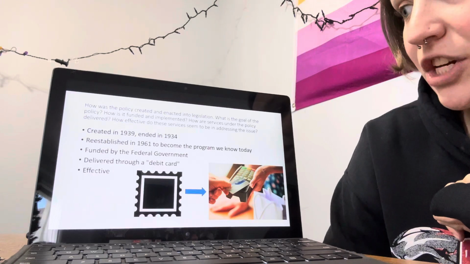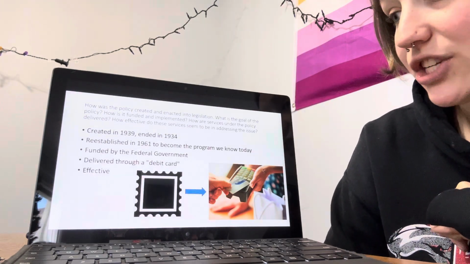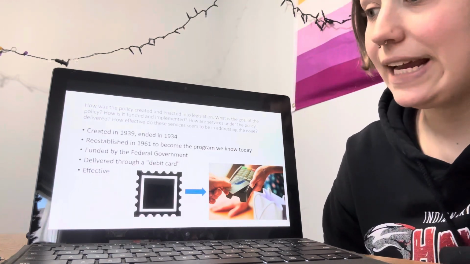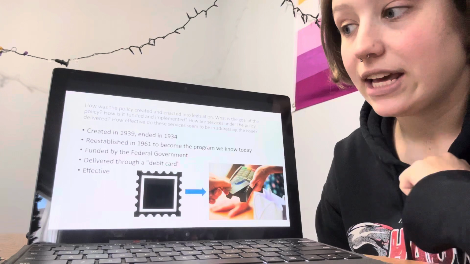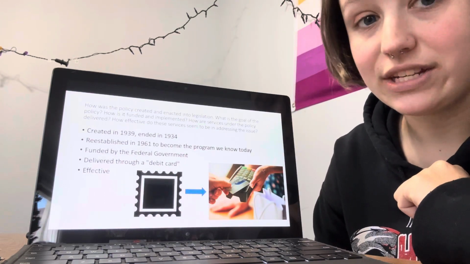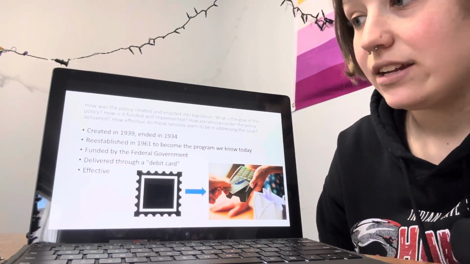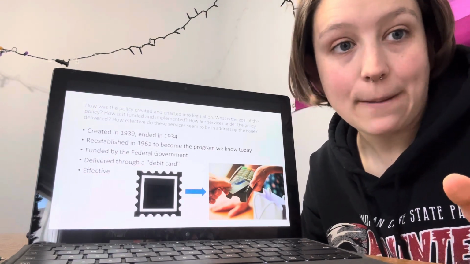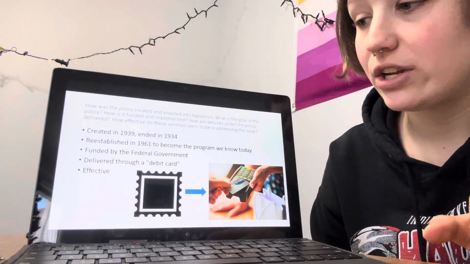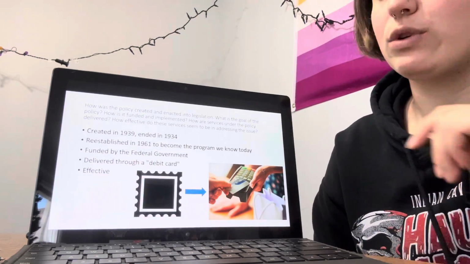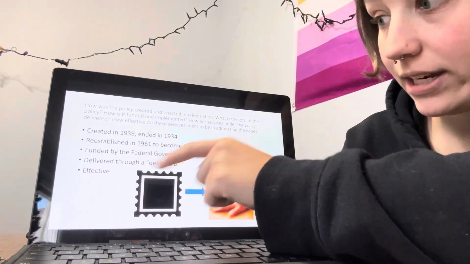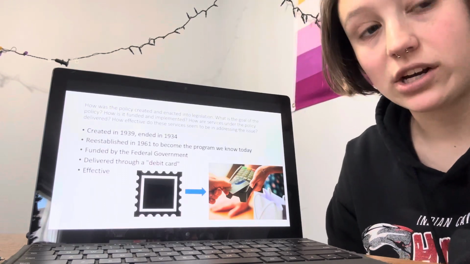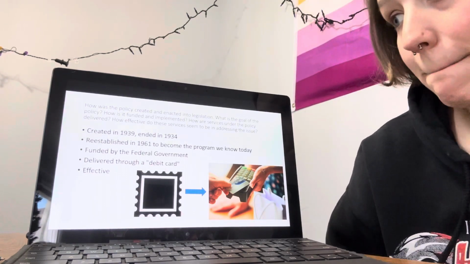And how was this policy created and put into legislation? Well, this policy was originally brought to light in 1939, and then it ended in 1943. And it ended because it was deemed that this program was no longer needed. But then it soon started back up again, and it was reestablished in 1961 to become the program we know today. Since 1961, it has not gone away, it has only evolved.